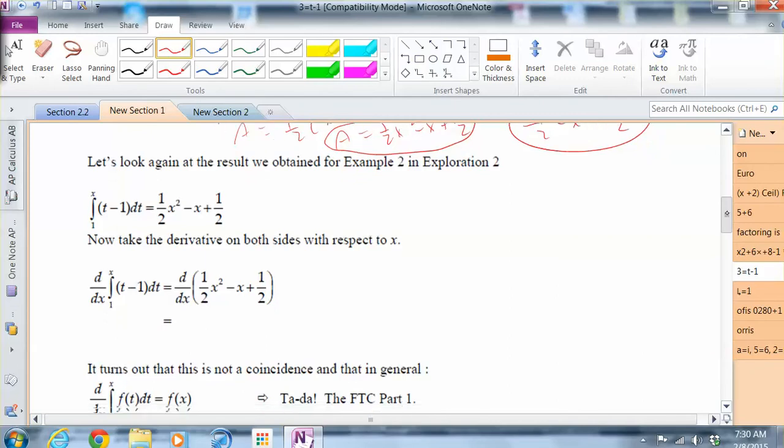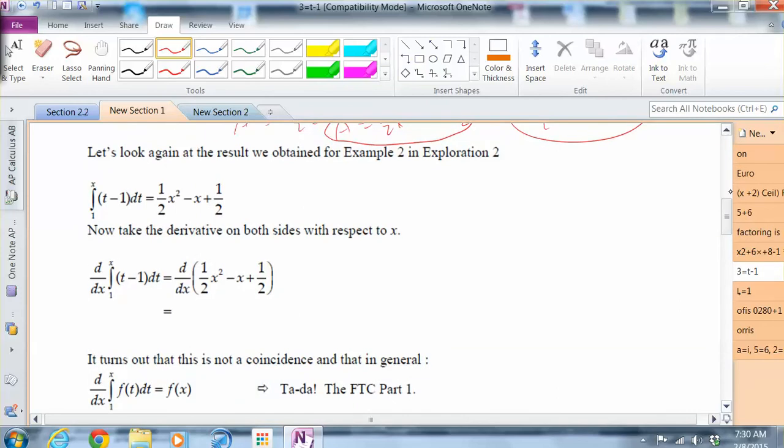Now, this is what we're going to be working our way towards, the fundamental theorem of calculus, or FTC for short. What if I take the derivative of an antiderivative? So that's what this is, right? It's the derivative of an antiderivative, because remember, the integral represents an antiderivative. Well, it would be the same thing as taking the derivative of all this, because that was what the antiderivative equaled. If I take the derivative, then I'm getting 1 half times 2x minus 1 plus 0, or x minus 1.